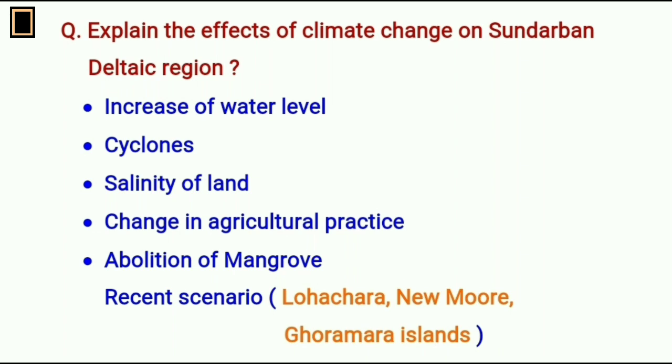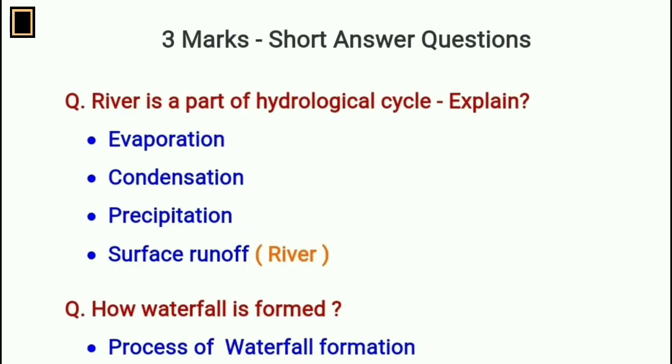You need to mention the adverse effect of climate change on several islands of the Sundarban deltaic region in the recent past, like Lohachara Island, New Moore, and Ghoramara Islands. These are the probable 5 marks or long answer questions from river. Let's take a look at 3 marks or short answer questions.